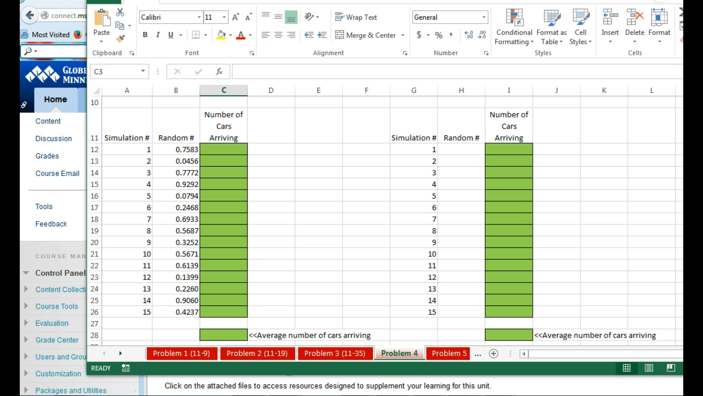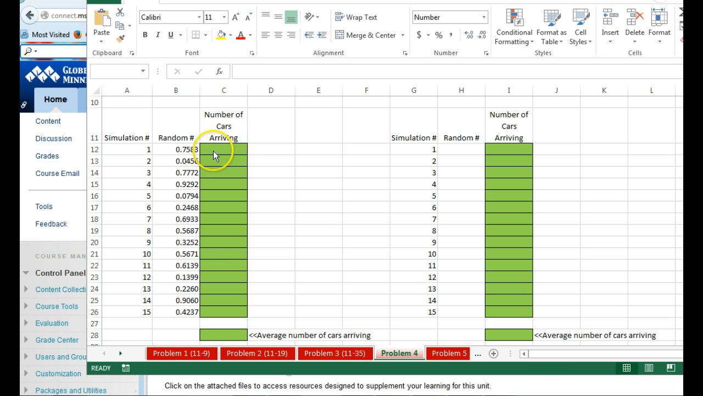Now, problems 4 and 5 are from chapter 14. So we're going to convert over to a different type of problem for the last 2. And you're going to be using random numbers and VLOOKUP functions in Excel. So you'll read chapter 14 and you'll learn how to use the VLOOKUP function.